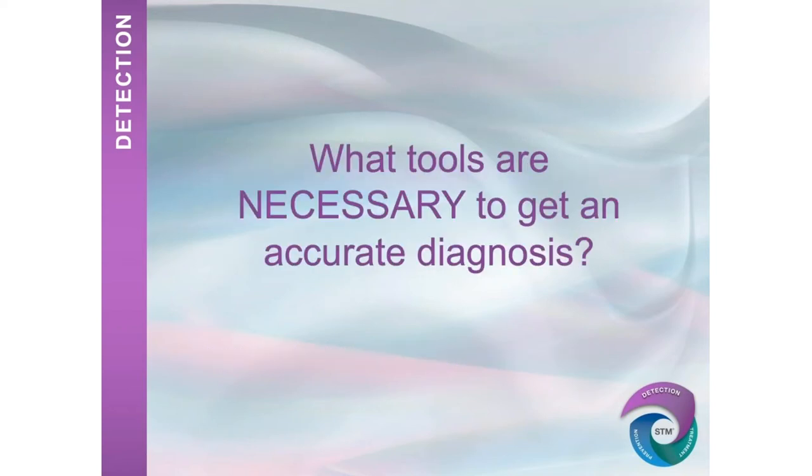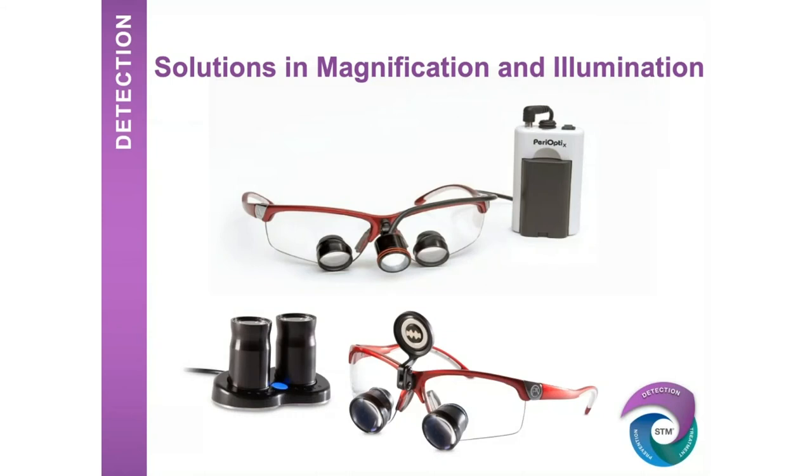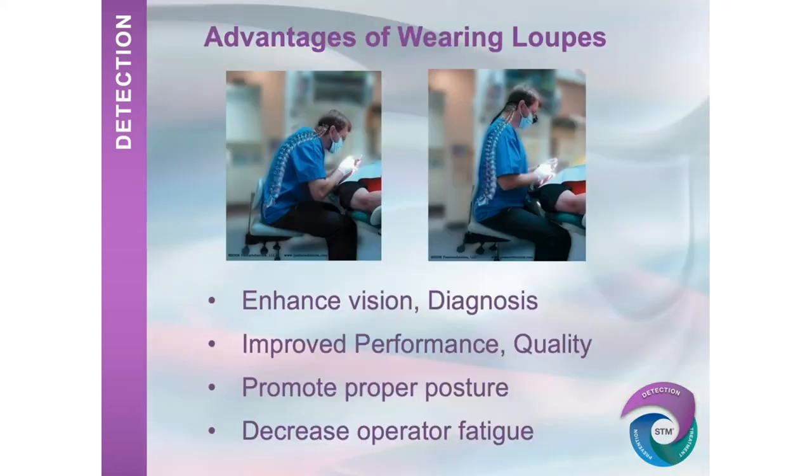So what tools are necessary to get an accurate diagnosis, first of all? We talk about a mirror. We talk about a probe. We talk maybe about an intraoral camera, proper instrumentation. But nobody ever talks about loops. You have to be able to see. All dentists have loops, most of us do. We even have lights with our loops. Why? Because we're working in a small space. But many of our hygienists don't. As a result, it's very difficult to take probing measurements and accurately debride a patient when you can't see properly. So we feel loops are an integral part.